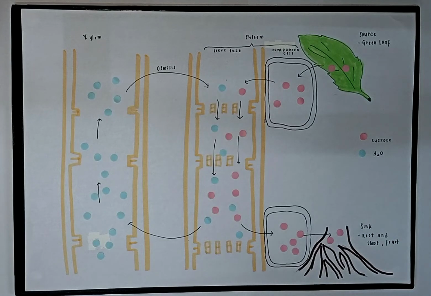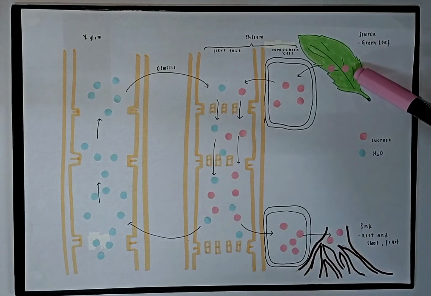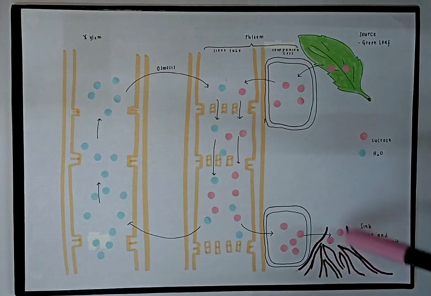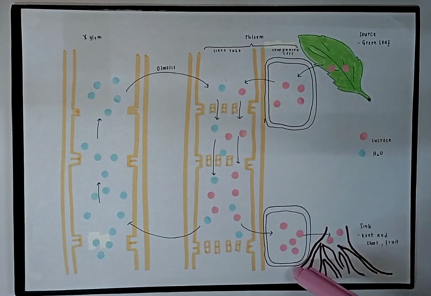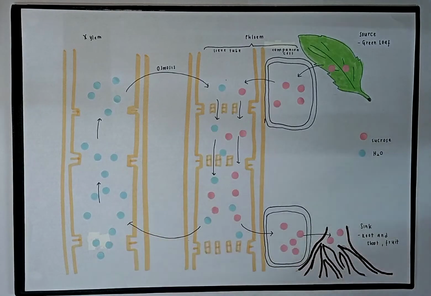I want to show you the diagram. First is the source, the sink, the phloem that consists of sieve tube and companion cell, and lastly the xylem.